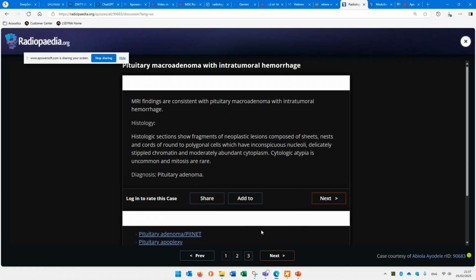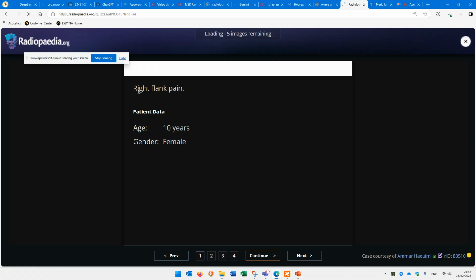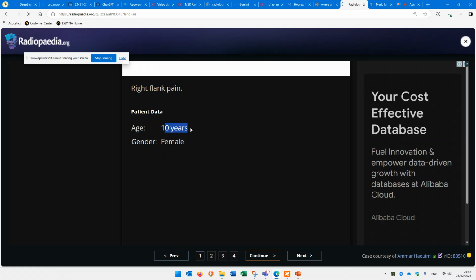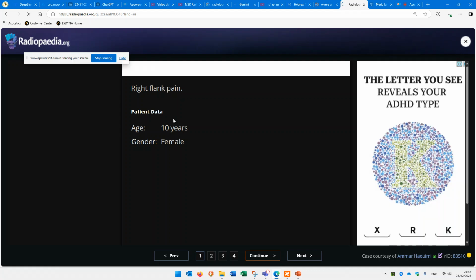Okay. So maybe one last case. Right flank pain in a 10 year old female. So we need to think about the kidneys, ovaries, ectopic pregnancy. This is too young for ectopic pregnancy. Imperforated hymen is also too early. She usually needs to get her period in about 2 years. So no, right flank pain, so kidneys, kidney stones.